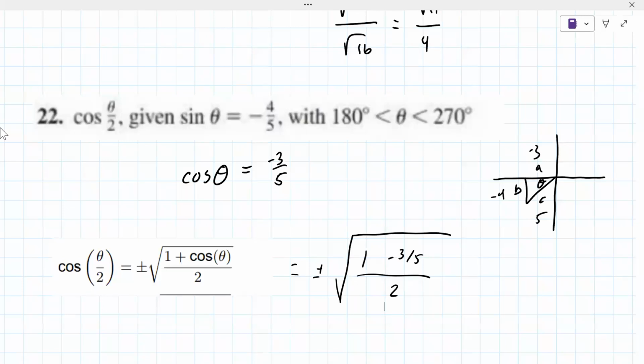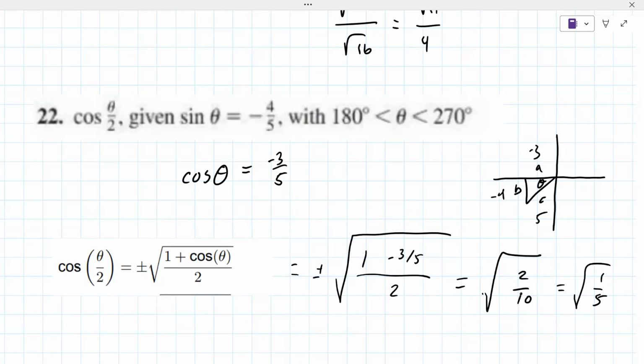2/10 equals... you got plus or minus √2/5. No, wait, no, no. That one wouldn't work. Well, it becomes... I mean, it is √1/5. That's fine. Let's deal with the plus or minus now.